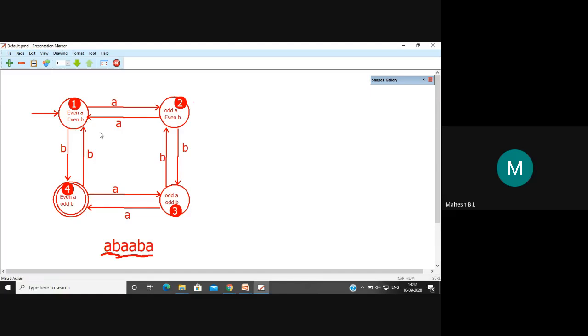Let's see. First symbol is A. Initially your DFSM is in state 1. So on A, DFSM makes a transition from 1 to 2, on B from 2 to 3, on A from 3 to 4, on A from 4 to 3, on B from 3 to 2, on A from 2 to 1. That means after processing the entire string, your DFSM is in state 1, which is a rejecting state. That's why this particular string doesn't belong to the language.